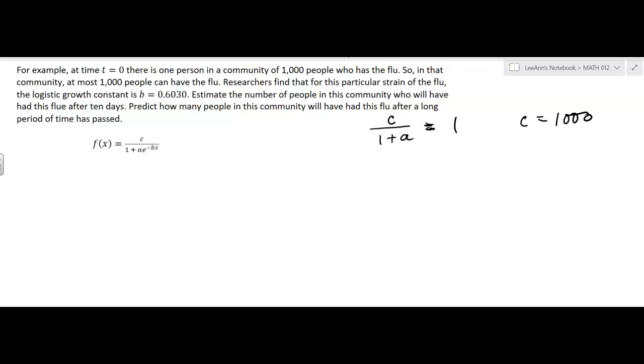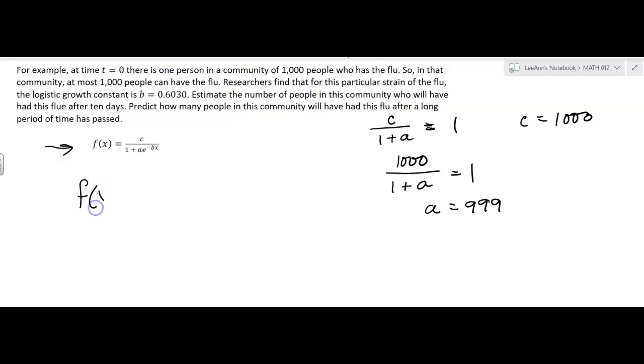Let's use this information right now to find A. So if C is 1,000, then A has to be, now you could do that algebraically, or you could think about it kind of logically. If it's got to be 1, I've got to have 1,000 in the denominator, and I need 1 plus A, so A is going to be 999. So you can think about that a little bit if you want to.